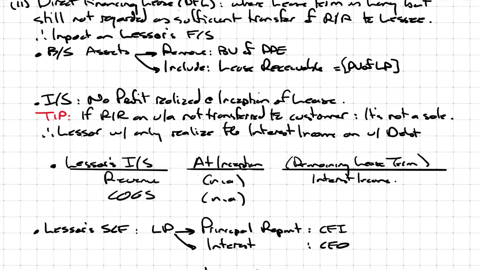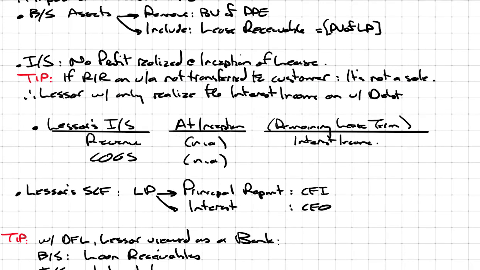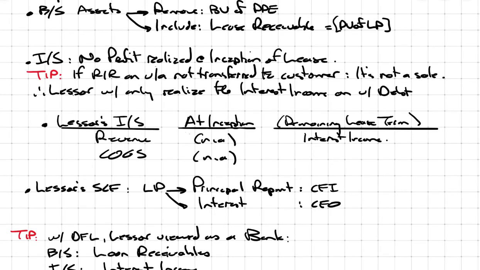And on the income statement, here's where the difference occurs. No profit is realized at the inception of the lease. And the tip there, and something we discussed before, is if risk and return on an underlying asset is not transferred to the customer, it is not deemed a sale. So therefore, the lessor will only realize the interest income on the underlying debt.